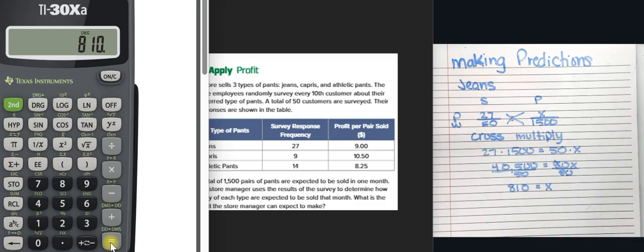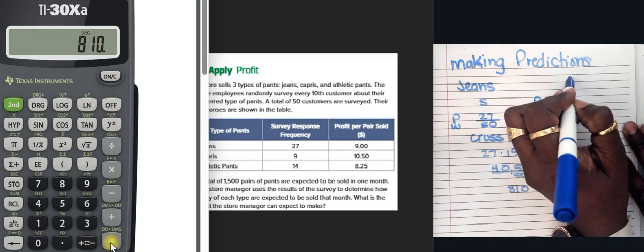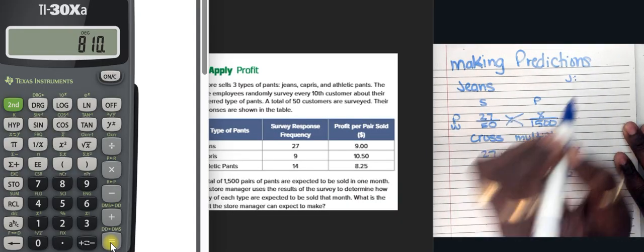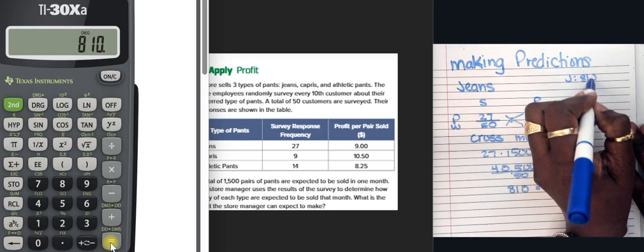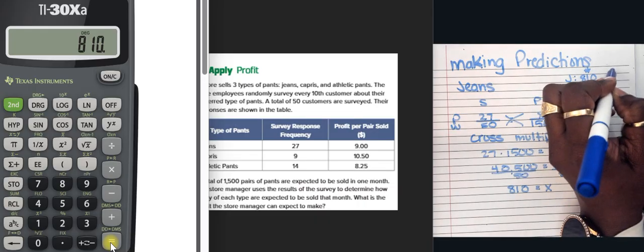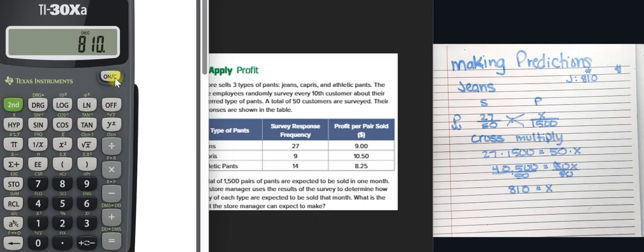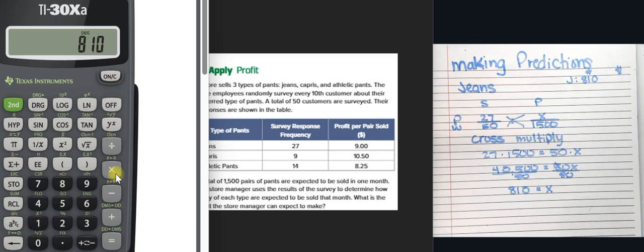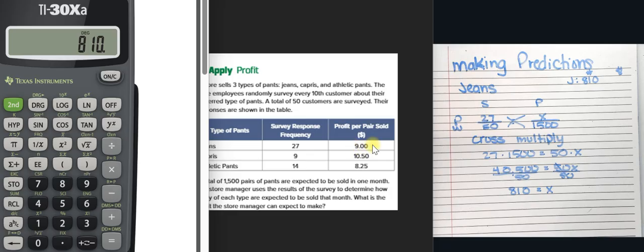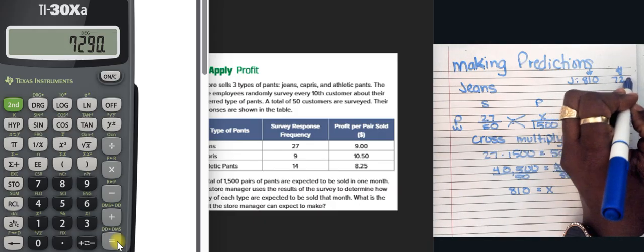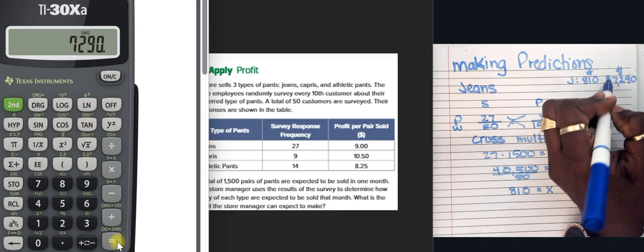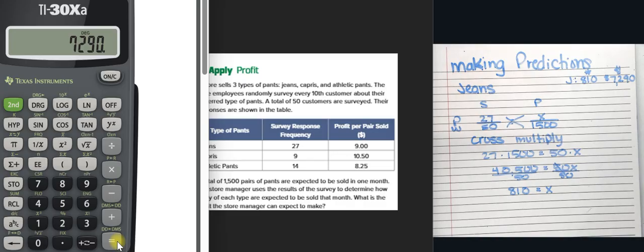So let me place that up here. So jeans, we've got 810. Okay, so this is our number, and then we'll put our profit over here. Okay. And so our profit for each pair that's sold, so we're going to take the 810 times our profit, which is $9 for every pair of pants that's sold, jeans. So we're going to multiply that by 9. So our profit is going to be 7,290. Okay. All right, so we're going to move on to the next step.